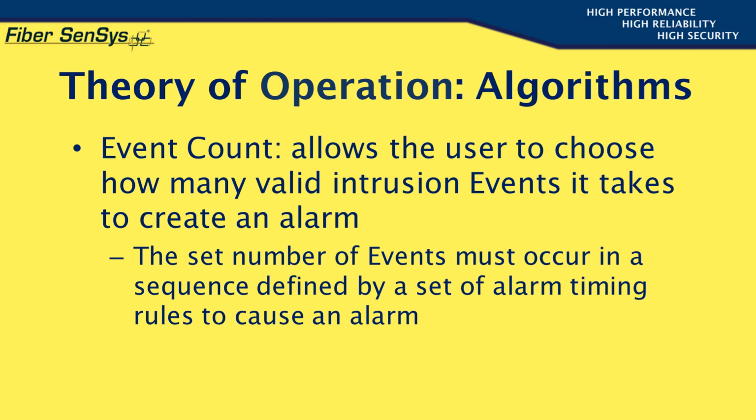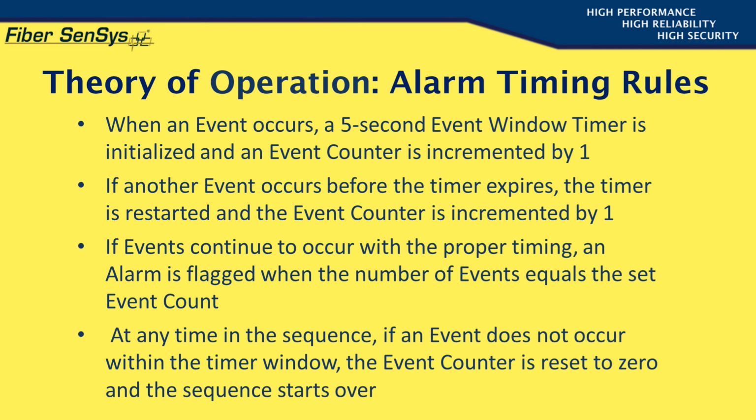The event count parameter allows the user to choose how many events must occur in order to create an alarm. The set number of events must occur in a strict sequence that's defined by a set of alarm timing rules. Let's start by analyzing a sequence that's in a reset condition, that is, one in which no events have yet occurred. At that time, an event counter, which monitors the progress of the sequence, is equal to 0.